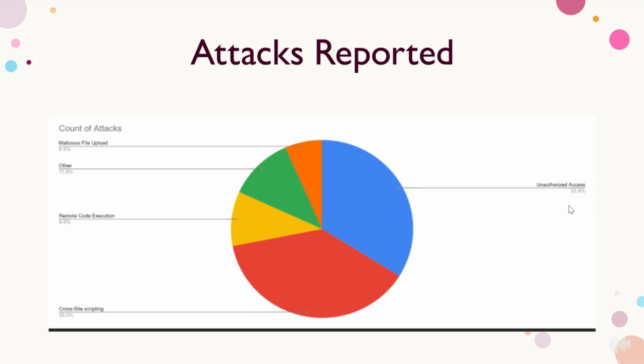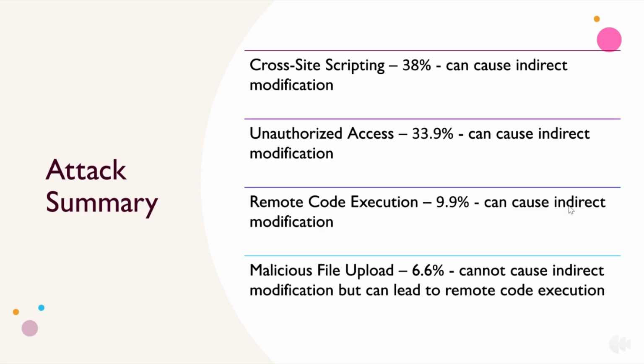So this is just a brief overview of the attacks that were reported. It's important to note what attacks occurred first. We'll get into these categories in just a second, but I want to briefly mention the other category, which covers 11.6%. This included attacks that did not fall into the other four categories, such as SQL injection and leakage of API keys.